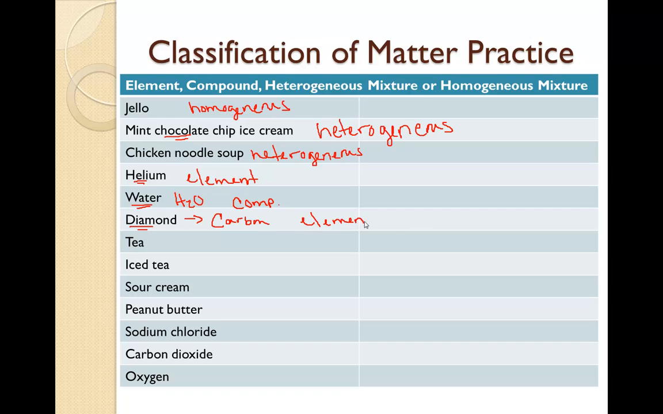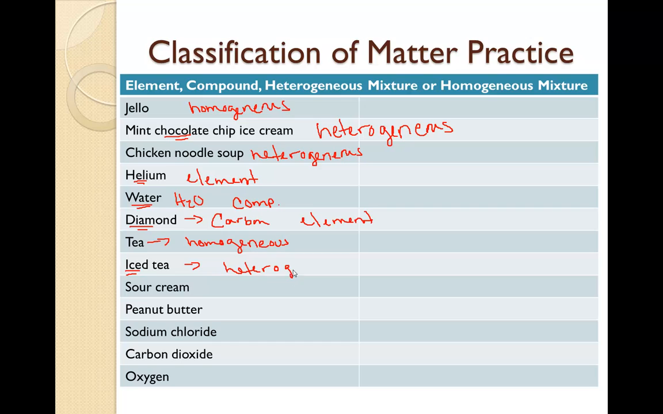Tea is considered to be homogeneous because your first sip of tea and your last sip of tea should taste the same. Iced tea, however, when we add ice to it, the ice floats to the top. So that means the top of the tea will probably be more dilute than the bottom, making it then heterogeneous because it's not the same all the way about.